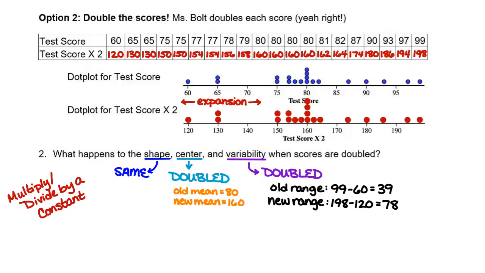If I was cutting everybody's grades in half, like putting these test scores in, say, out of 50 instead of out of 100, so I cut everybody's scores in half, we would see the center cut in half, so the center would go from 80 to 40. And the variability would also be cut in half, so we'd be at like 19.5. It would get closer together if I cut everybody's grades in half versus doubling them.